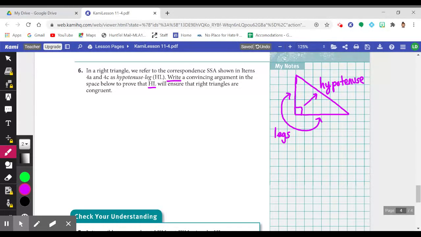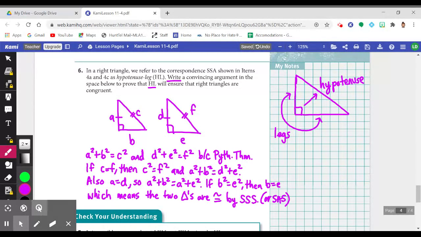So take a moment, try it on your own. There's a lot of space here before playing through the video. So yet again, we're trying to prove this new criterion, hypotenuse leg, true by using another congruence criterion that we already know is true. So I have two right triangles here.